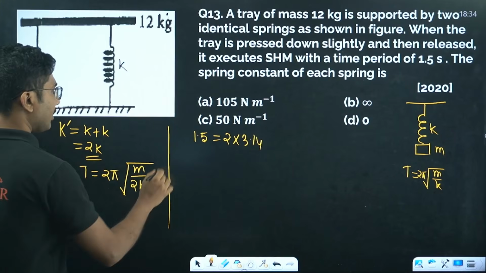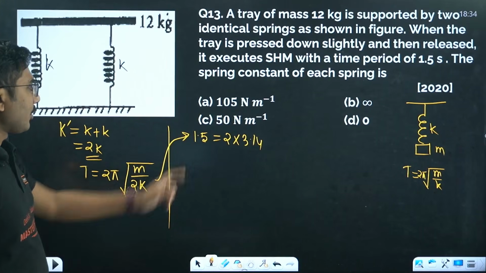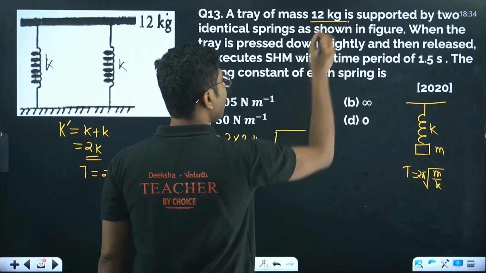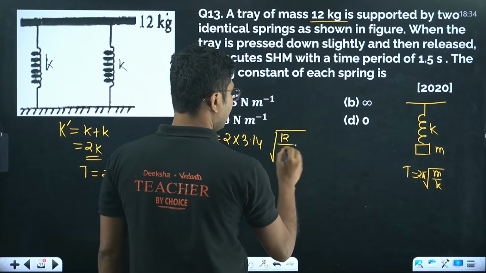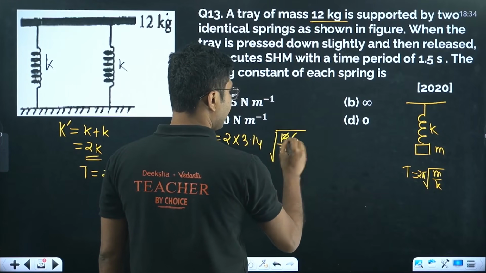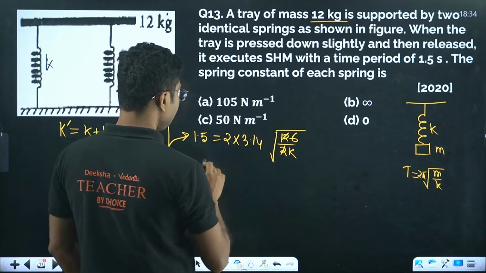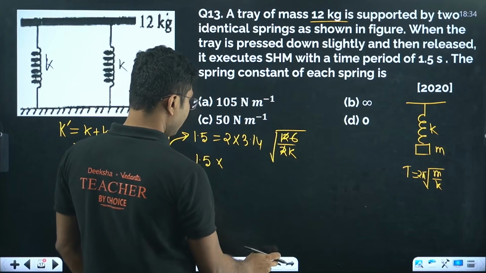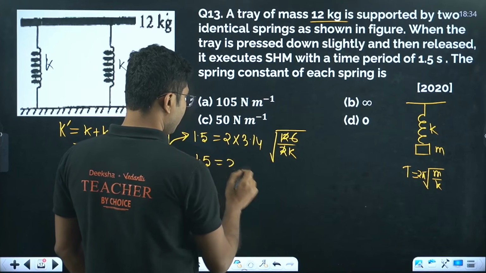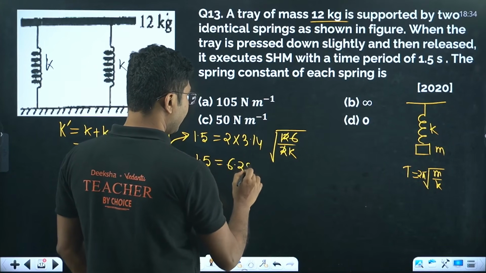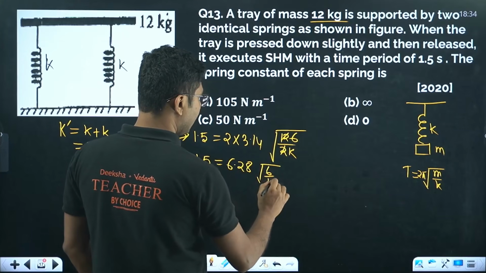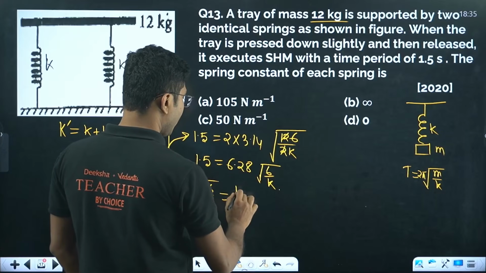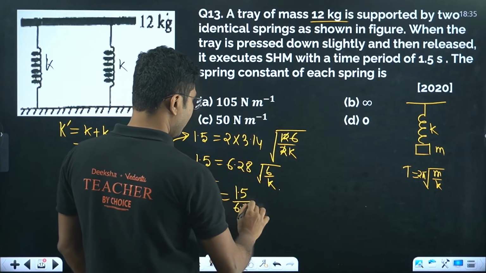Okay, so now from here we are putting the values. So t is 1.5 second, 2 into 3.14, mass is what given here, 12 kg, and by 2k. So obviously it cancels, we get 6 by k. So 1.5 into 6, equals to 6.28 into square root of 6 by k, or square root of 6 by k equals to 1.5 by 6.28.